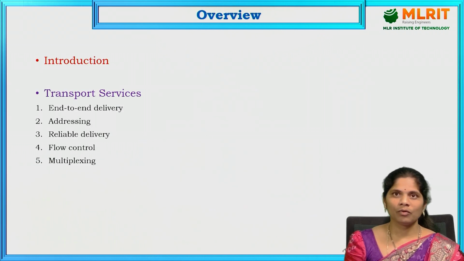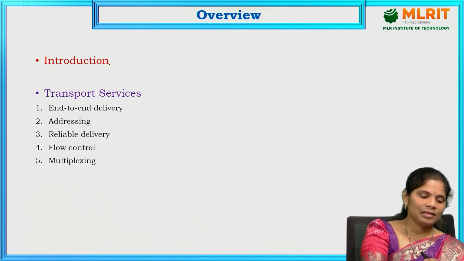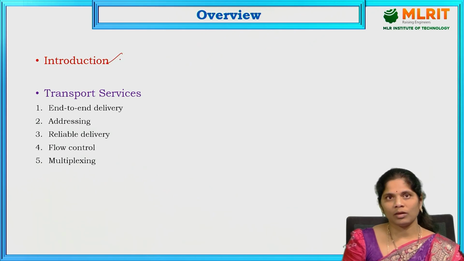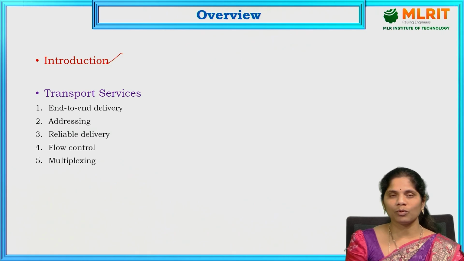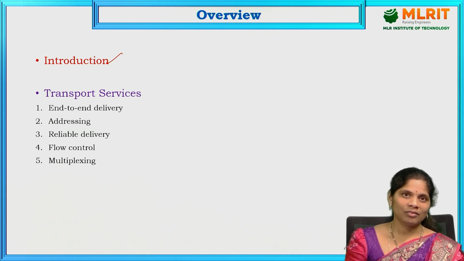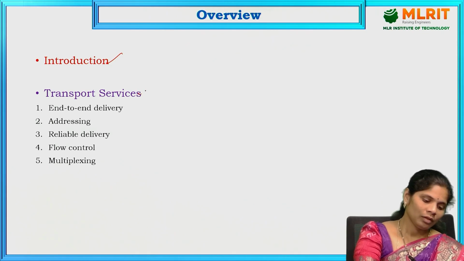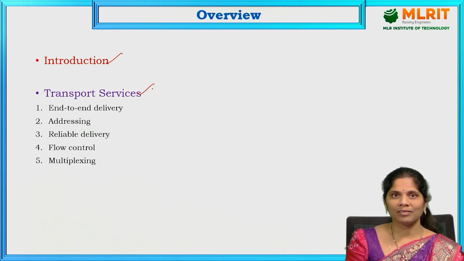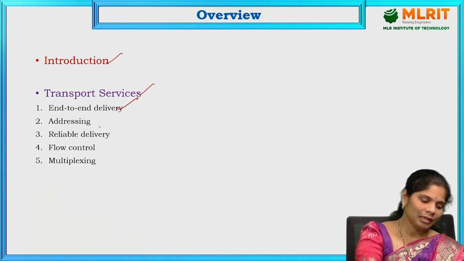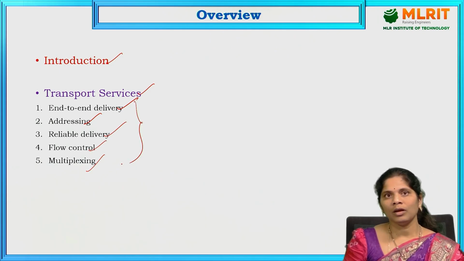First, let us see the overview of today's session. We will discuss the introduction to the transport layer: what is the transport layer, and what functionalities are provided by it. Next, we will discuss the transport services, like end-to-end delivery, addressing, reliable delivery, flow control, and multiplexing. All these services we will discuss in today's session.